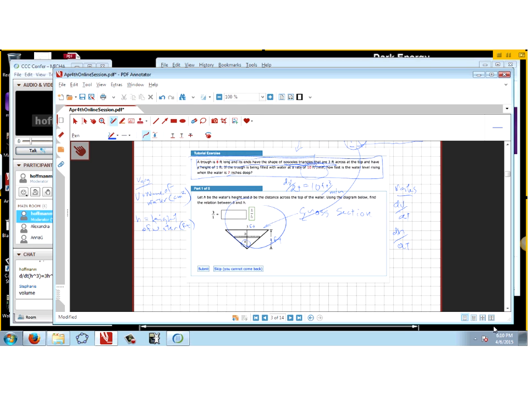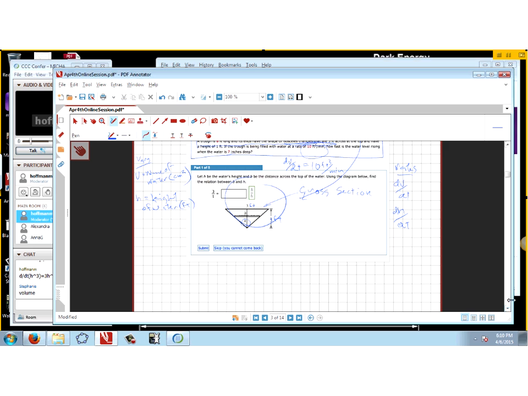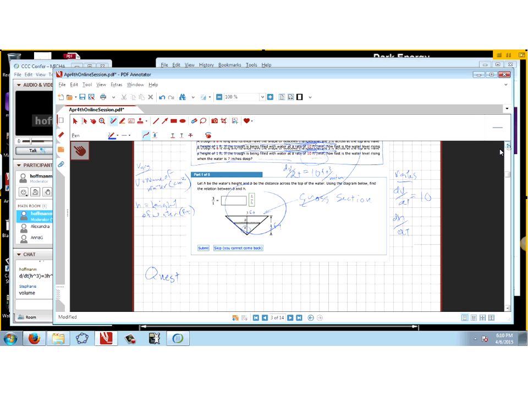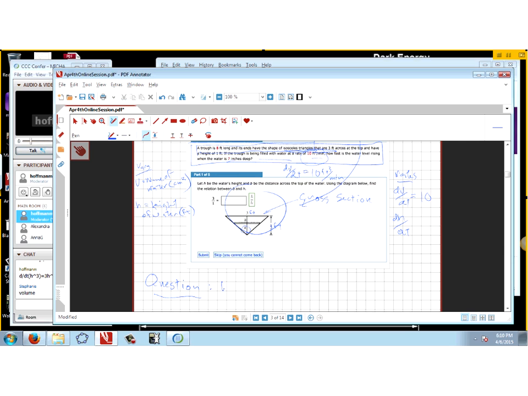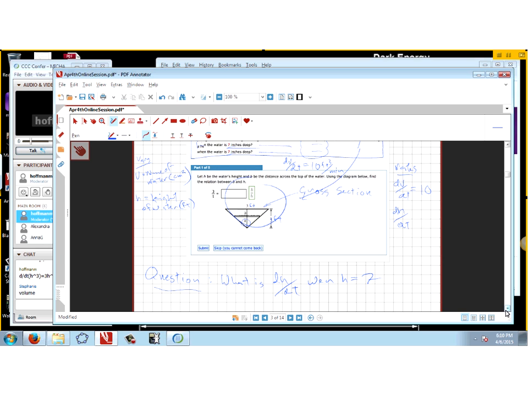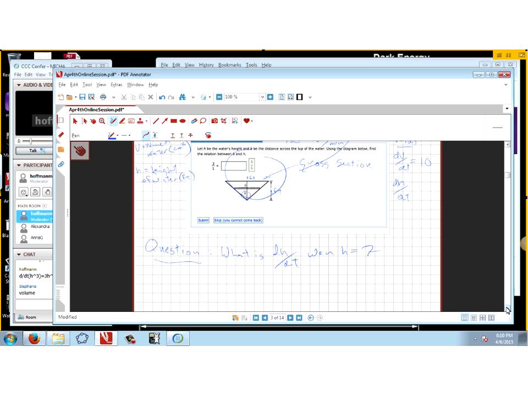So dH/dt is the rate of the height, right? dV/dt is a constant, so we can actually just say that it always equals 10. It's always being filled the whole time at 10 cubic feet per minute, right? So what's the question here? We want to know what is dH/dt when H equals 7. Okay?